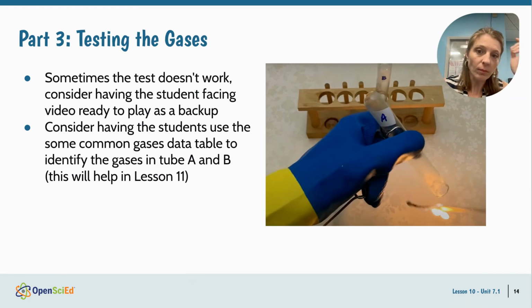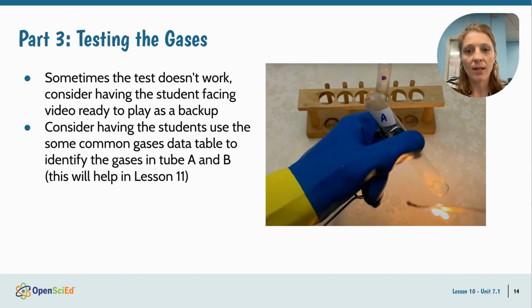In part 3, when you test the gases, sometimes testing the gas does not work. So something I do, and you may want to consider, is have the students facing video up and ready to play as a backup in case the gas tests don't work. B is especially where I seem to have the problem.